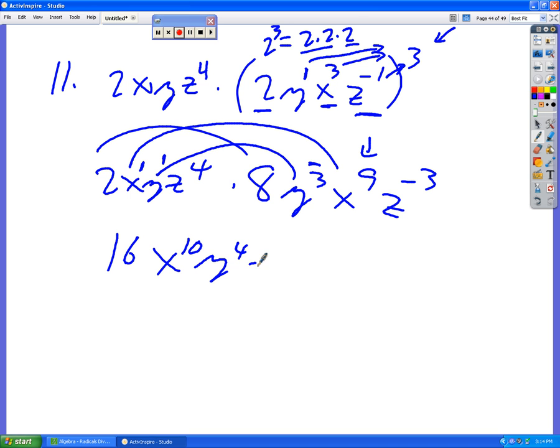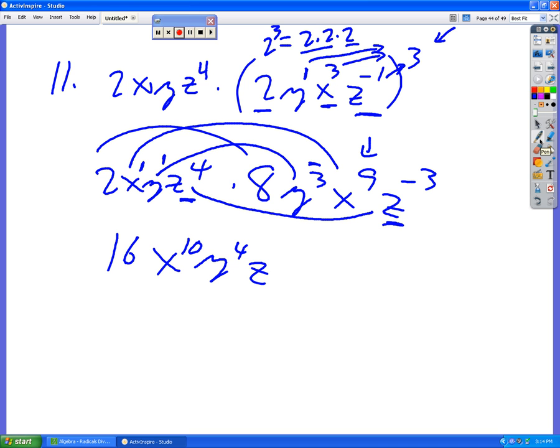And last I have z's. There's a 1 here, and there's 1 there. I have 4 here on the left side. I have a negative 3 over here. 4 minus 3 is 1. Here, I don't need the 1. I can leave it off because it isn't needed. And so this is my answer.